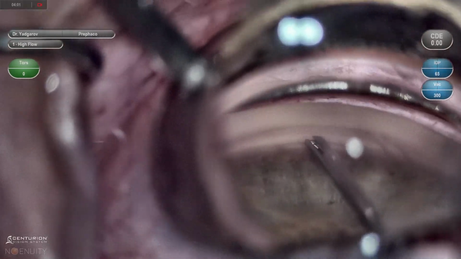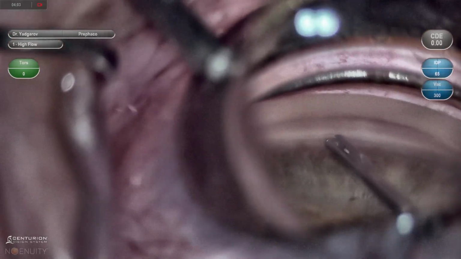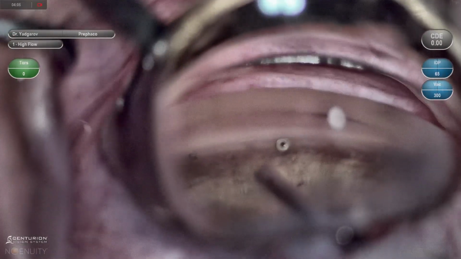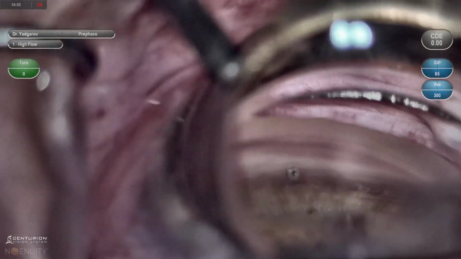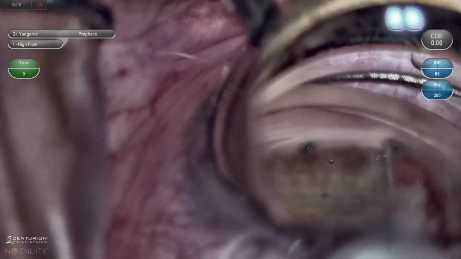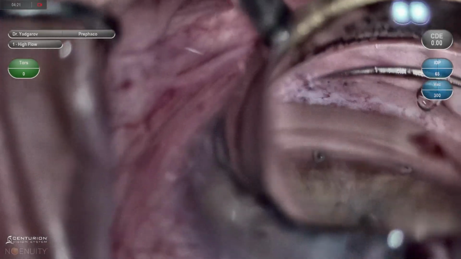And again, a major advantage of the I-stent Infinite handpiece over the Inject is that you can rethread and click as many times as you need to get that I-stent in. And there goes the third stent.